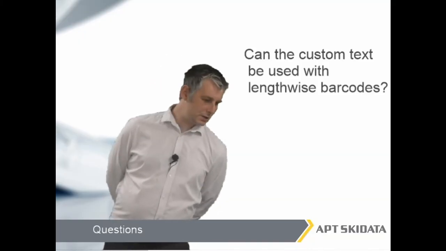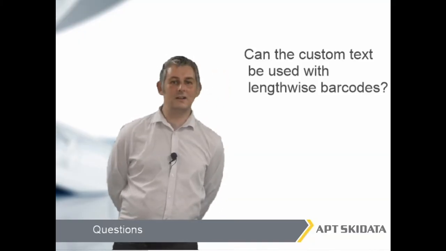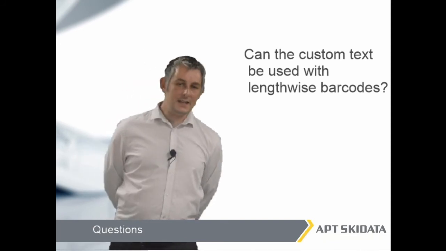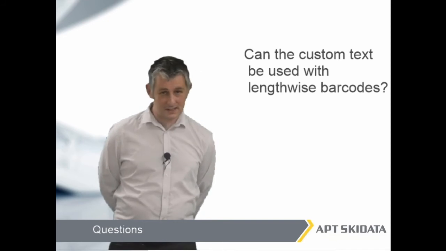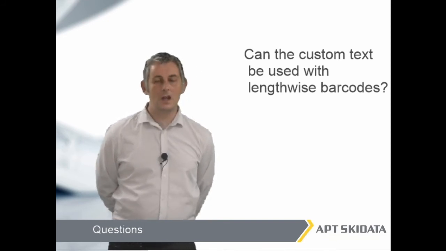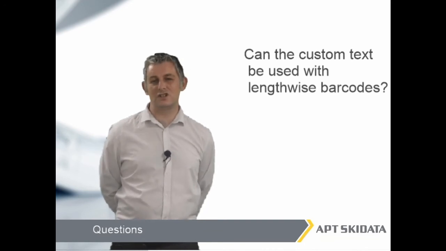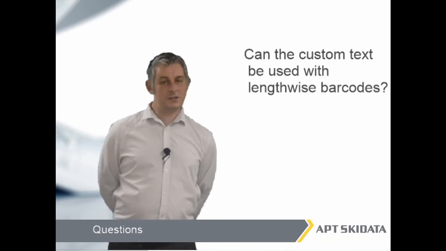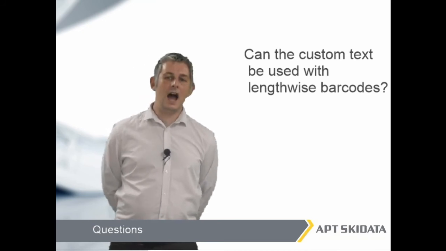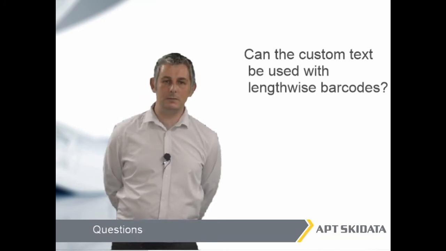So our first question came in, and that is, can custom text be used with lengthwise barcodes? Yes, it can. The setup is the same for it. The only difference is the location it prints on the ticket. It prints above the barcode in the top right hand side of the ticket. But the same rules apply. You can still have 4 lines of 25 characters and the top line will be bold.